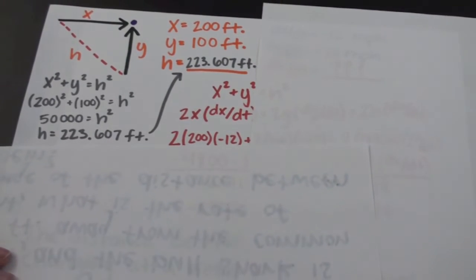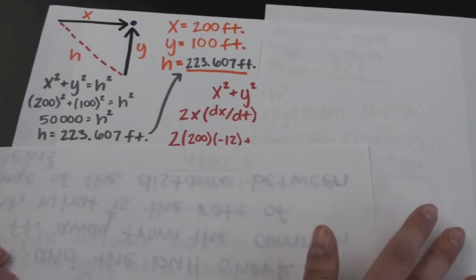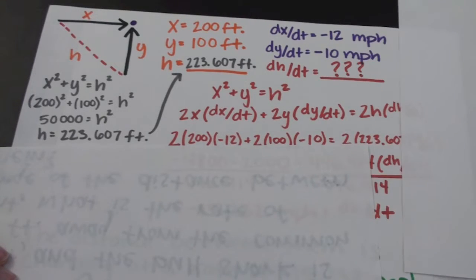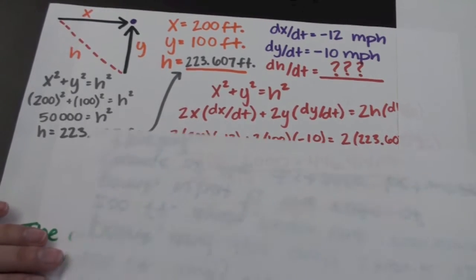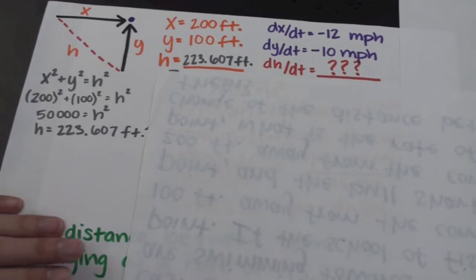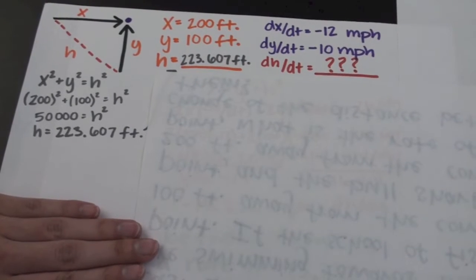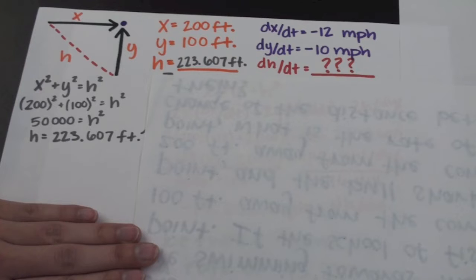Next, write down the known rates of change. dx over dt, or the rate of change of x, is negative 12 miles per hour. This is negative because x is getting smaller as it approaches the common point. dy over dt, or the rate of change of y, is negative 10 miles per hour.